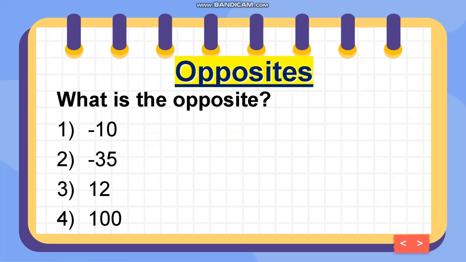Now, let's answer this. What is the opposite of negative 10? Obviously, that is positive 10. Negative 35, the opposite is positive 35. Positive 12, the opposite is negative 12. And 100, the opposite is negative 100.